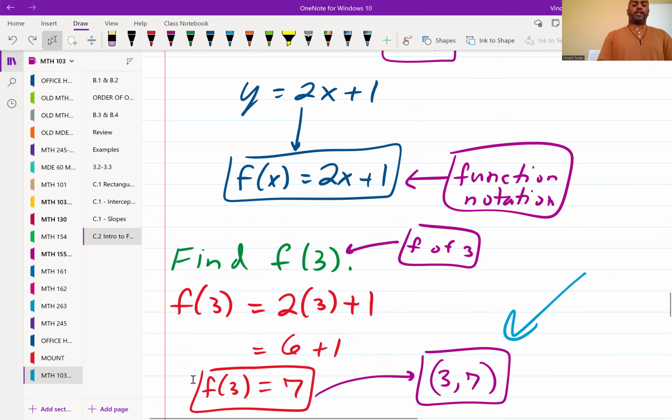Also notice that this says f of 3 is equal to 7. The information you can extract from that statement is that my ordered pair is (3, 7), because I put in 3 and got out 7. Remember we talked about domain versus range: domain is input, range is output. So I inputted 3, I got out 7. Remember, 3 was in for x, and the 7 we got out is our y. That means the ordered pair is (3, 7).